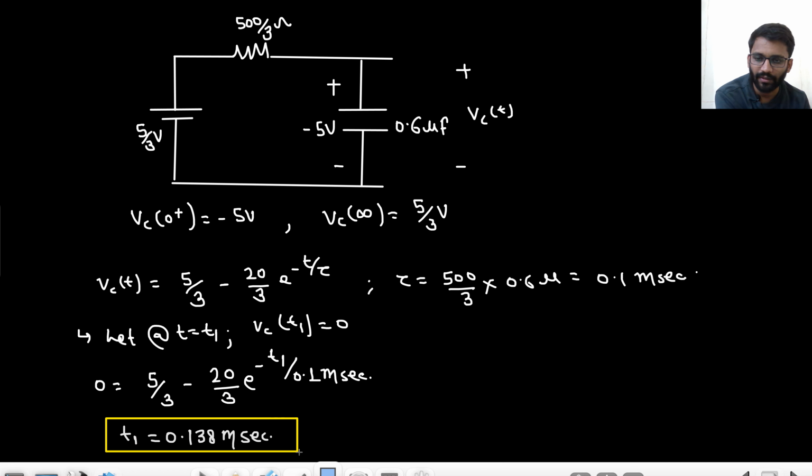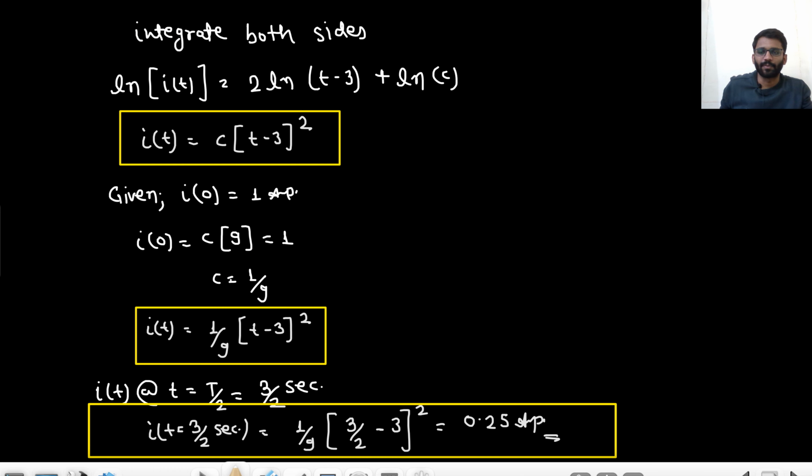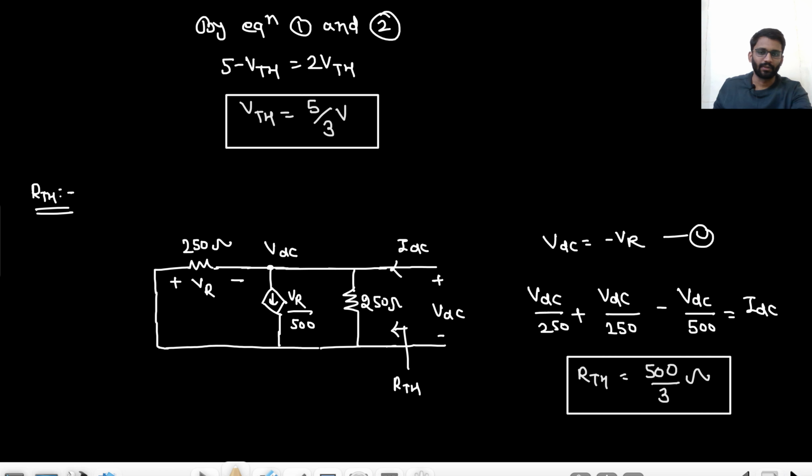Are you getting my point? This is your final answer, and that's it. These are the only problems that we have to solve here. What did we do here in this problem? First, we found the Thevenin equivalent by finding VTH and RTH. I hope you have understood the concept of Thevenin equivalent and you have revised it as well. VTH we found by open circuiting the output node, and we got this 5 by 3, and RTH as VDC by IDC.